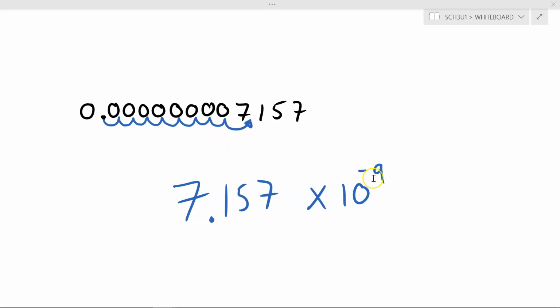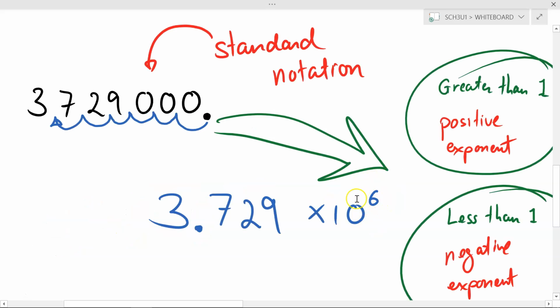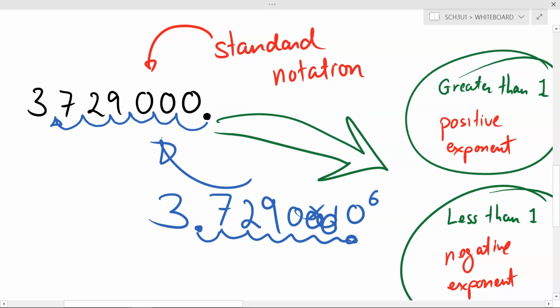So when we see a negative exponent, we move the decimal to the left in order to make it smaller and smaller and smaller, and then fill it up with zeros. While a positive exponent requires us to move the decimal to the right and then fill it up with zeros in order to make it a bigger number.